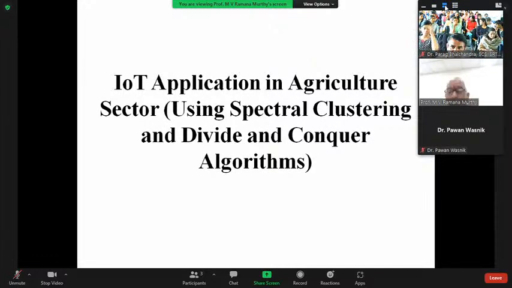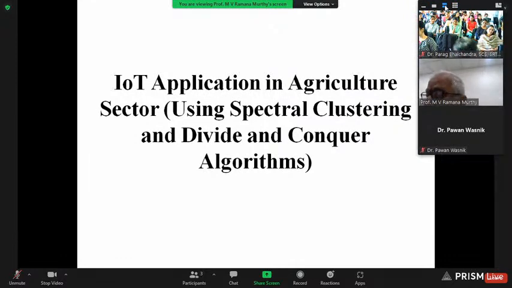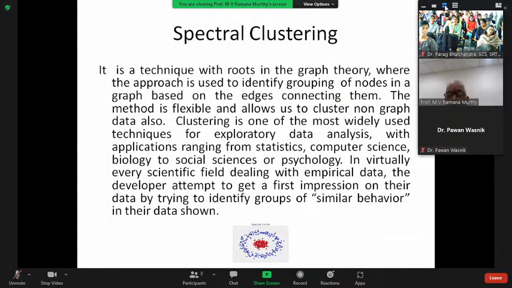Now I am telling about what exactly the application is, within 15 minutes at most. Basically, it is an application sector in which I wanted to use IoT. For the agricultural sector, I wanted to use the application domain, the agriculture sector, where I use clustering, and I also use divide and conquer algorithms. So now let us see this. Basically, I use what we call clustering. I will just tell what exactly clustering is, and then go.